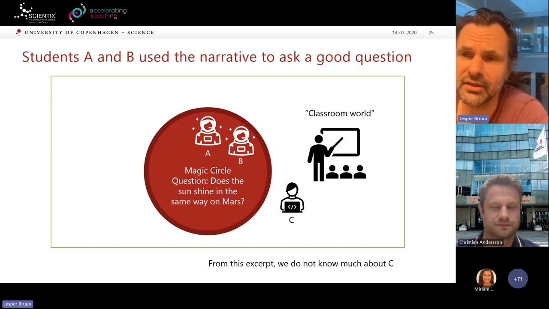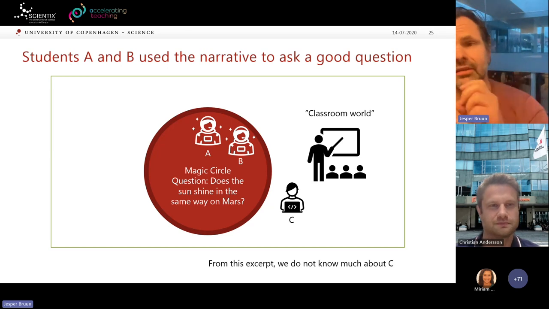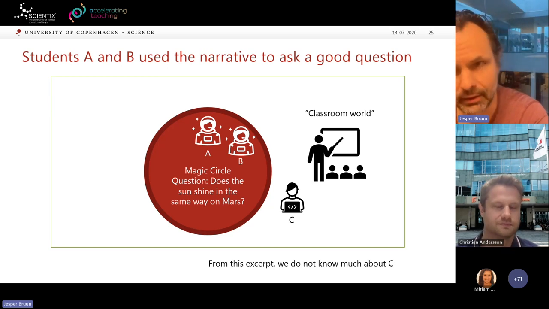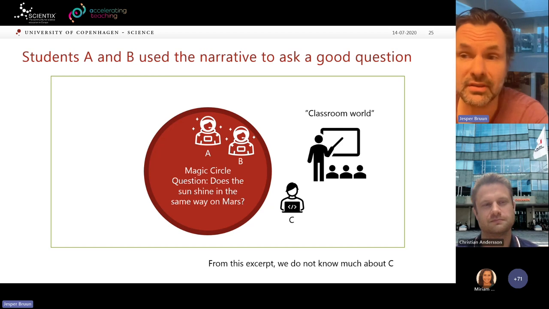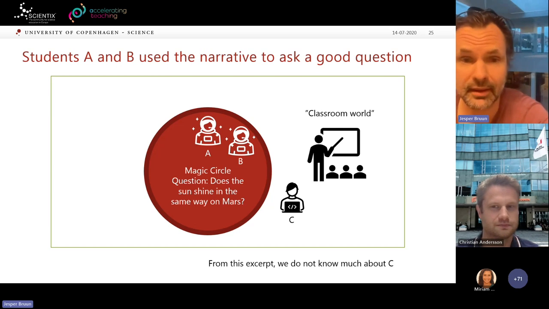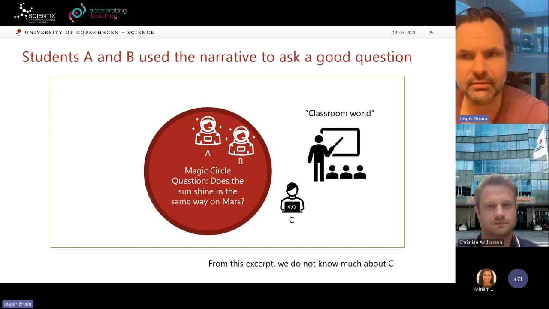I've highlighted those two questions because in a roundabout way, by being a little bit silly, they arrive at some very nice scientific questions, because actually the sun does not look or behave the same on Mars as it does on Earth, because the atmosphere, it's there, but it's different. So there are some differences there. And it would not rise and set in the same manner as on Earth. So the students, they actually use the narrative. They go into the narrative and imagine we are on Mars, and they use it to ask a good, actually good scientific question, if you ask me. So they are in the magic circle.